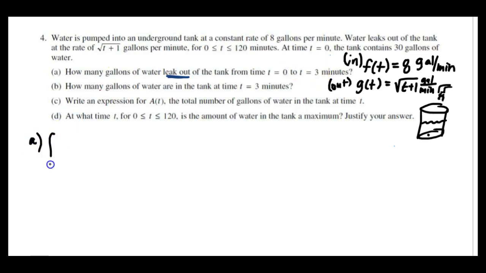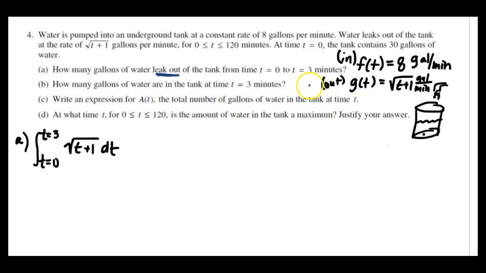For part A, I'm setting up the integral from t equals 0 to t equals 3 of my water coming out function, which is radical t plus 1 dt. So how do we know to set up an integral and maybe not find a derivative? Or maybe just substitute in these values, 0 and 3, into the function?